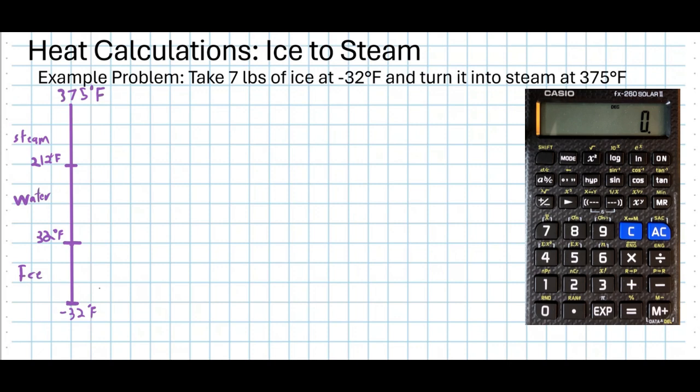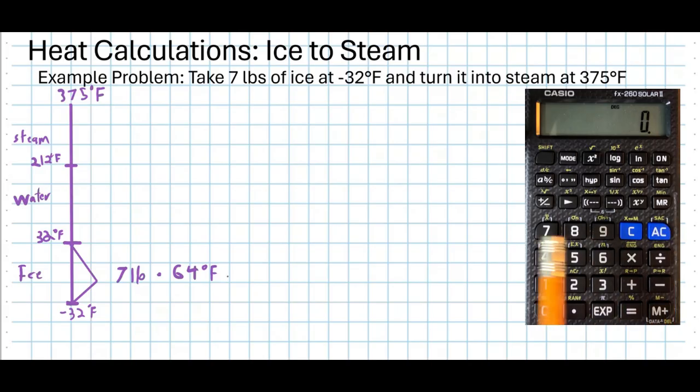Starting at the bottom, I'm going to draw from the bottom of my scale a little triangle, and that's going to represent this range in temperatures. So I have 7 pounds of ice, and I need to warm it up from negative 32 degrees Fahrenheit to 32 degrees Fahrenheit. So 32 degrees Fahrenheit minus negative 32 degrees Fahrenheit gives me a temperature change of 64 degrees. I have to warm up this block of ice by 64 degrees. So I'm going to multiply that by 64 degrees Fahrenheit.